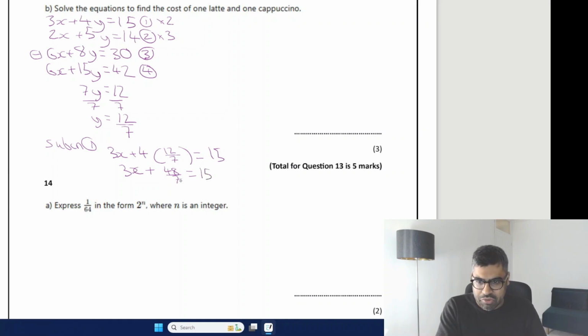Now it's getting a little bit tricky, and now we can see why it's a question 13. Initially I thought this is far too easy to be a question 13. However, it's making a bit more sense now because it's involving fractions. So we're going to need to do 15 minus 48 over 7.